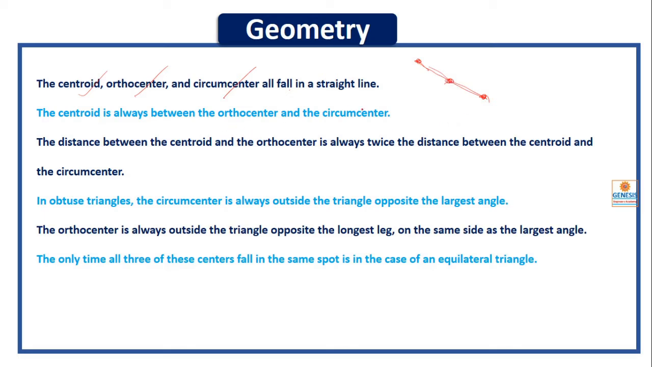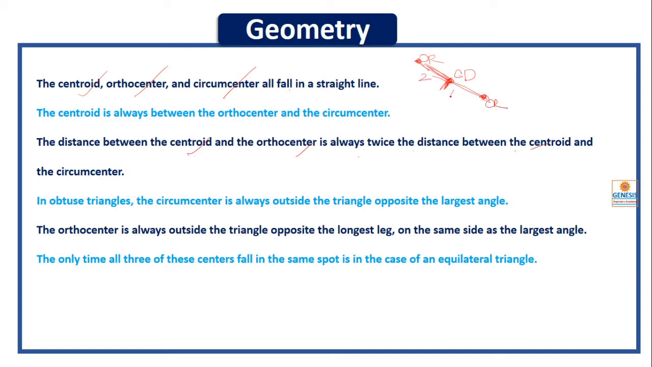So centroid is always between orthocentre and circumcentre. So this is circum, this is centroid, this is ortho. So this happens to be on the same line. The distance between the centroid and orthocentre is always twice the distance between the centroid and the circumcentre. Do you understand? The orthocentre distance and the circumcentre distance happens to be double.